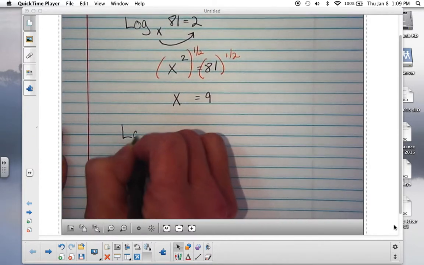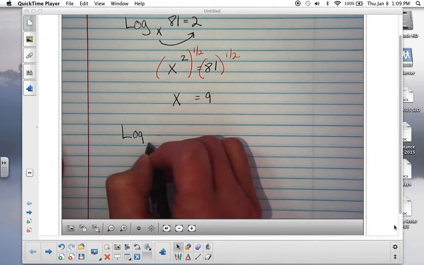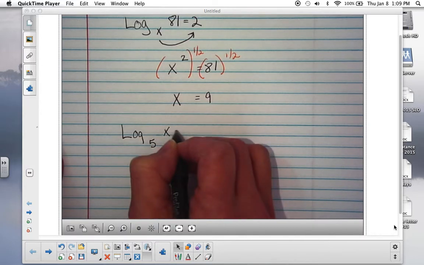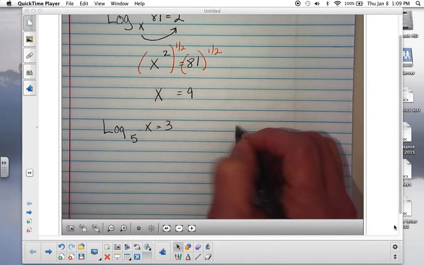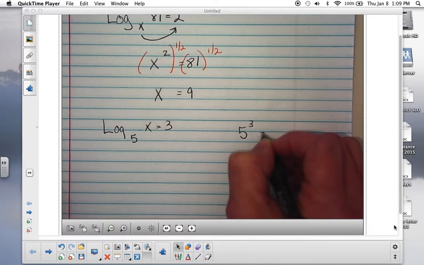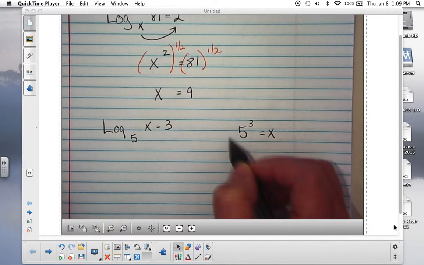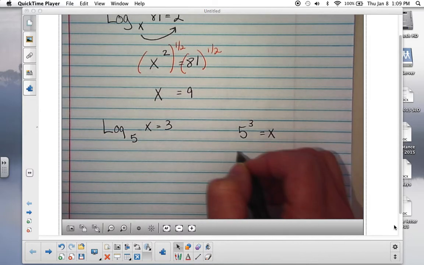Suppose instead the x is in this spot. Same thing, when I switch it, it'll be 5 raised to the 3rd power equals x. And now it's super easy. I just put that into my calculator or into my brain. I don't have to even do anything.